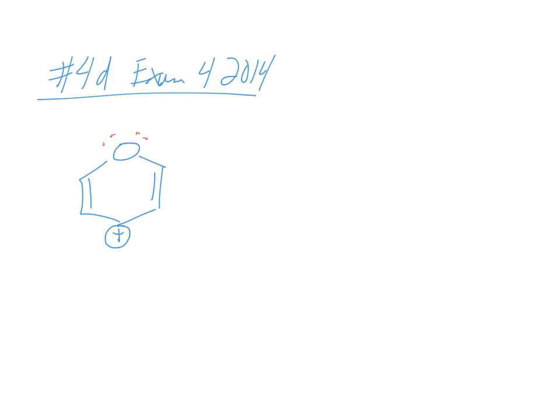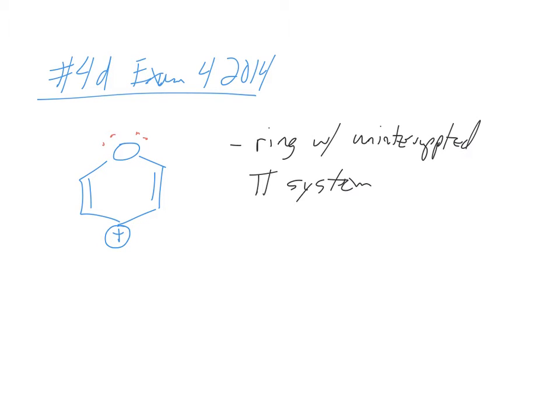So to be aromatic, there's two qualifications. What are the two qualifications? You have to be in a ring. In a ring with what? A ring with an uninterrupted pi system. That's right. Does this have an uninterrupted pi system? Yes, it does. Right. What's the hybridization state of a carbocation always? sp2. So that means it has a p orbital, right? Empty p orbital there.